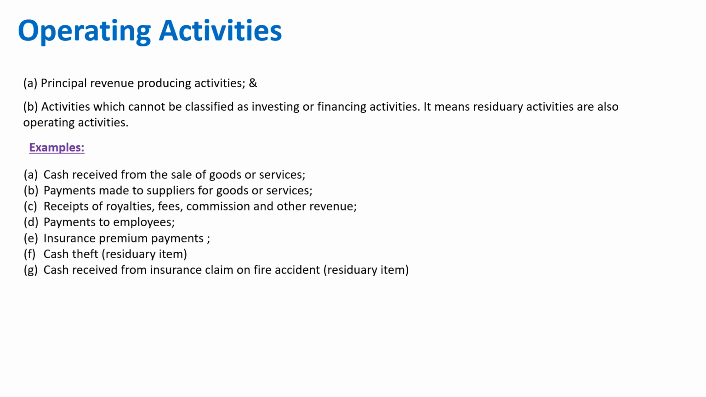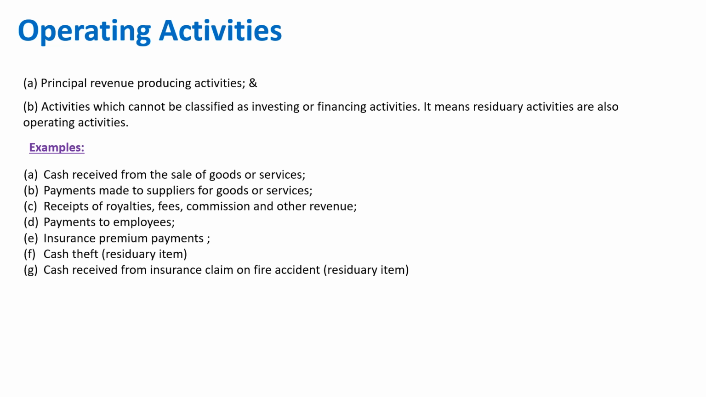Cash received from sale of goods or services. So it is a cash inflow because you are selling and getting money from the customer. Payments made to suppliers for goods or services. Cash outflow, you're making payment to the supplier. Receipts of royalties, fees, commission, and other revenue. Again, it is a cash inflow. You're getting this money from customers. Payment to employees, it is a cash outflow. Insurance premium payment, again, a cash outflow.